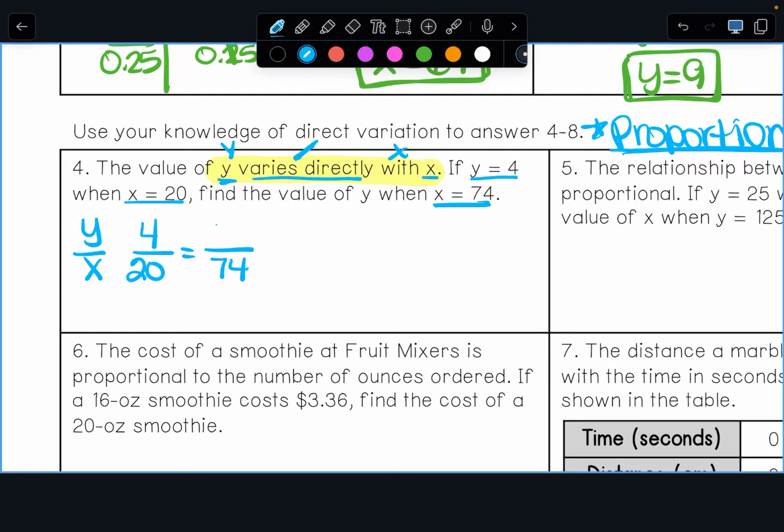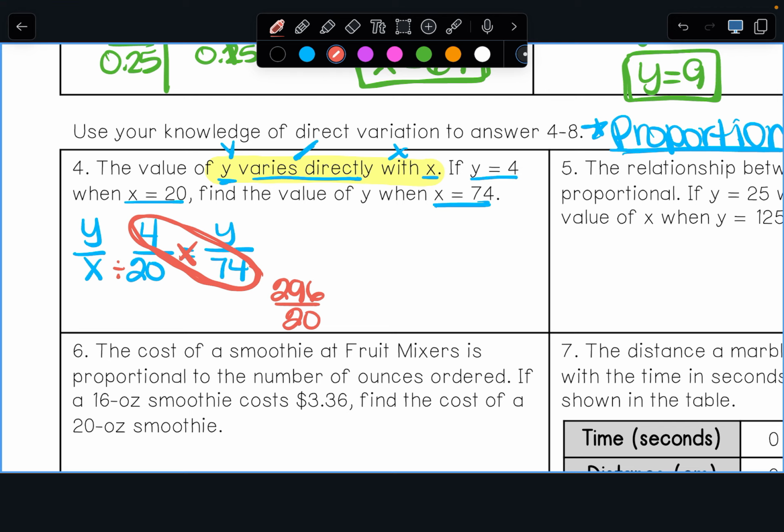So in this case, we are looking for a missing y value. The reason I like proportions is because they're actually fairly simple to solve. You multiply the two numbers that are filled in diagonally, 74 times 4, that gives you 296, and divide by the remaining number, divide by 20.